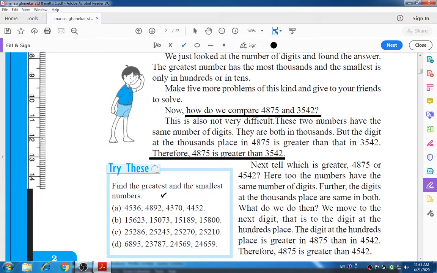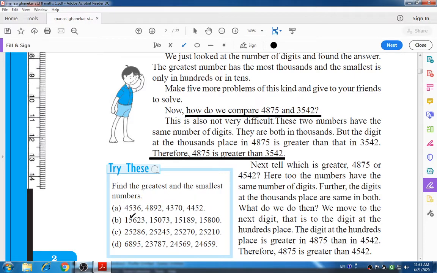Okay, find the greatest and the smallest number. The first question is 4,536, 4,892, 4,370, 4,452. The numbers have the same number of digits and the digits at the thousand place are the same. Is it right? Now we have to move to the next digit, that is the digit at the hundred place.